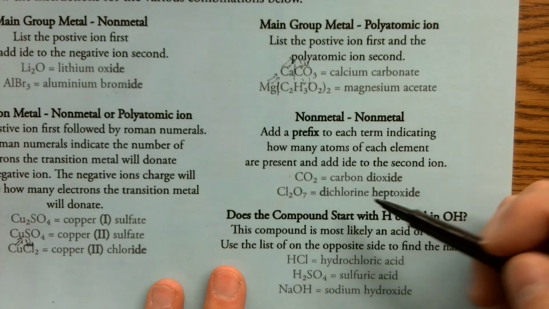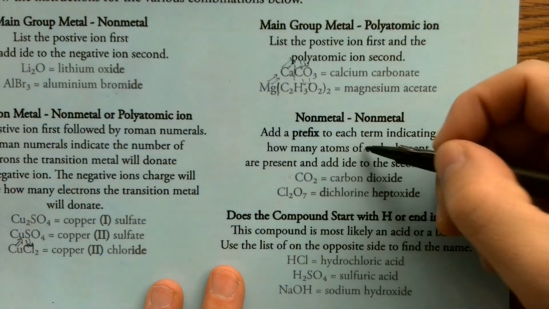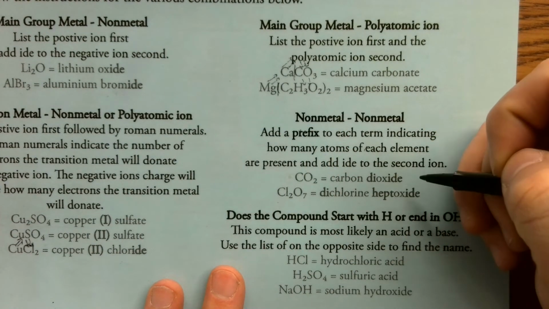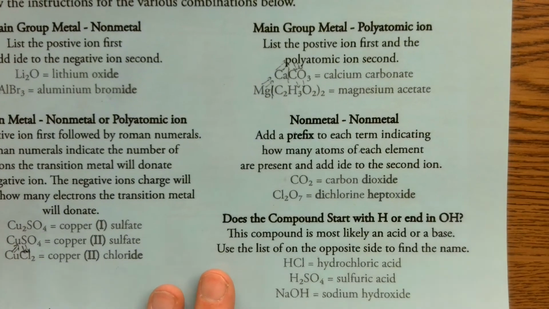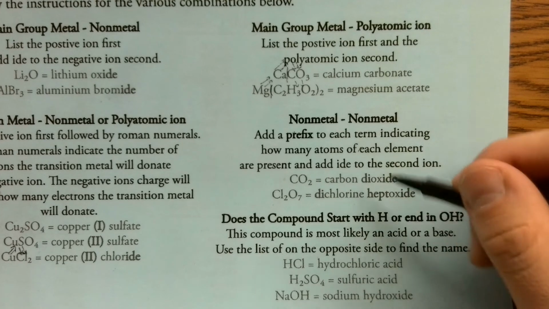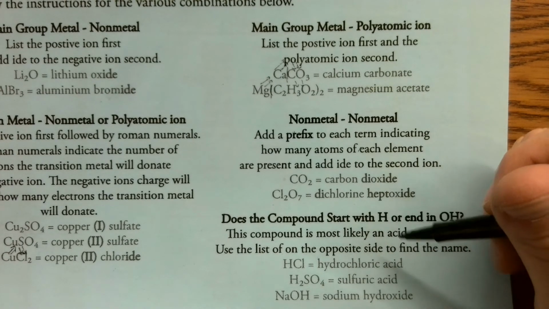And you'll notice that the ending is just like we've done with everything else. We add "ide" to the end because it's showing us that these were ions and now they're forming a neutral compound, or in this instance, a molecule because they're covalently bonding.